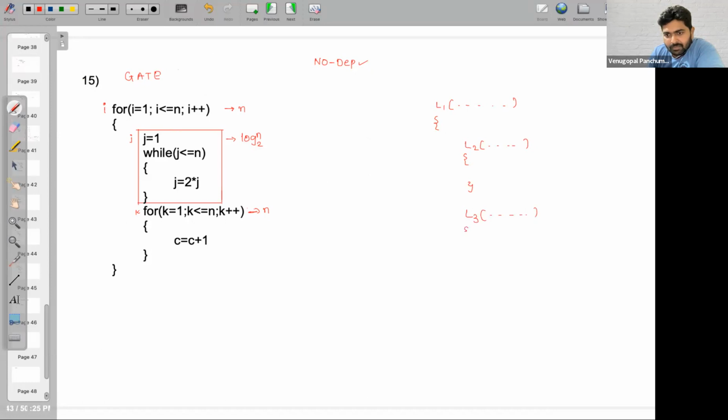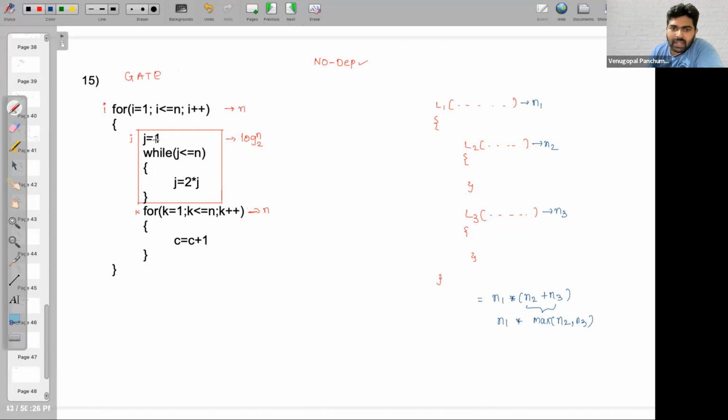This is L3. Whenever you see this kind of situation, assume this is running, let's say, N1 times, this is running N2 times, this is running N3 times. Whenever you see this kind of pattern, you have to write N1 into N2 plus N3. Okay? Whenever there is a plus, you take whichever is the maximum. Maximum of N2, N3 you take, and that you multiply with N1, and that is the final answer.